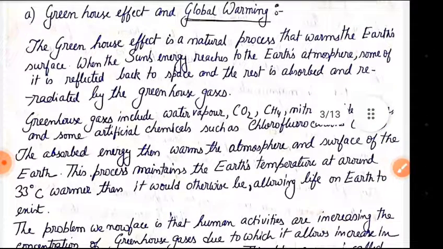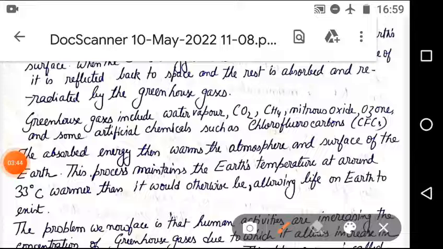Now what are the greenhouse gases then? Greenhouse gases are, you can say, water vapor. Carbon dioxide is an extremely important greenhouse gas. That's why excessive concentration of carbon dioxide leads to the global warming issue. Methane, whose formula is CH4, this is called methane, and nitrous oxides. Ozone is also a type of greenhouse gas.